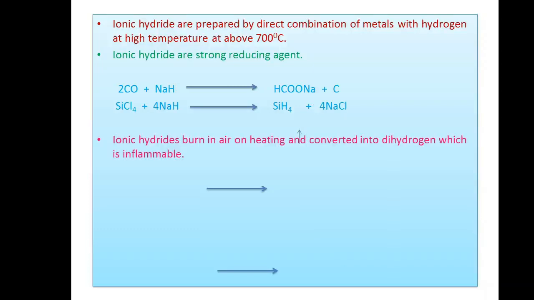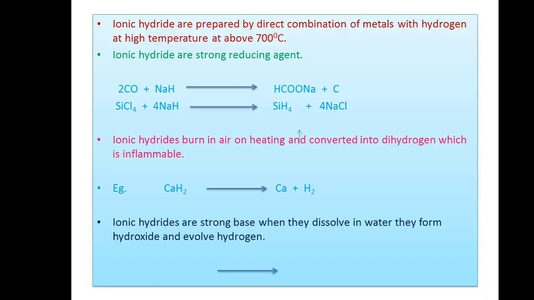The ionic hydrides decompose on heating and are converted into dihydrogen, which is inflammable. The reaction is, for example, CaH2 gives Ca plus H2. The ionic hydrides are strong bases when they dissolve in water. They form hydroxide and evolve hydrogen. The reaction is NaH plus water molecule, that means H2O. It gives NaOH plus H2.